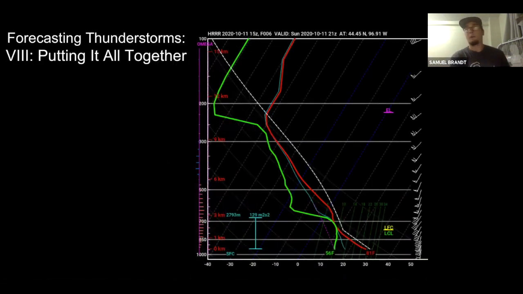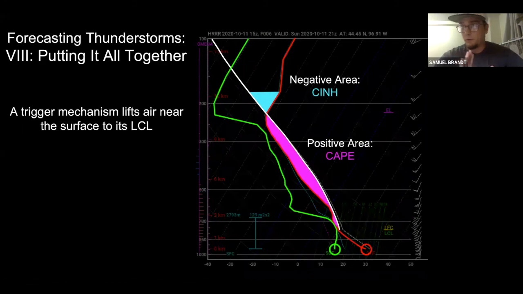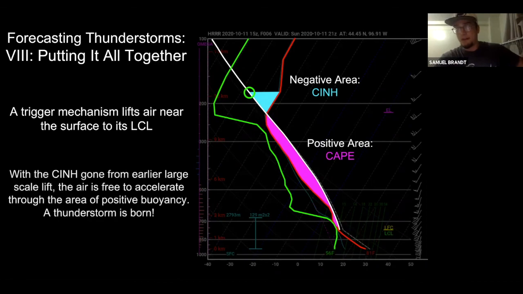So now we're going to put it all together. You may have noticed that this sounding on the right is actually the result of the mixing out of the CIN from the earlier animation. So it now has no CIN, and we're going to see what happens. So let's say one of those trigger mechanisms comes along. Let's say it's like a cold front or something, and it gets lifted up. Now, when it reaches its LCL, it's off to the races. There's no CIN to prevent it from rising.